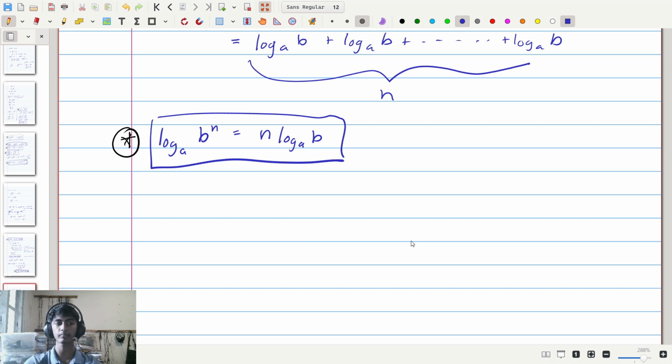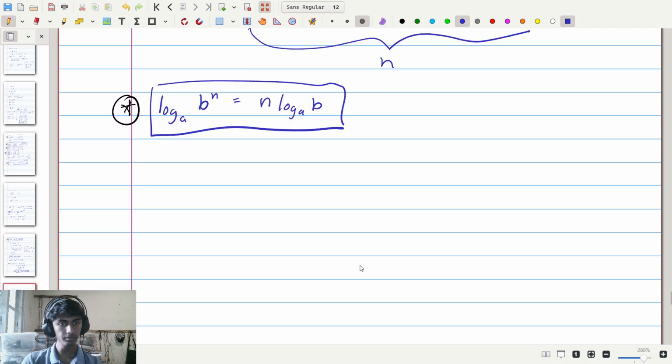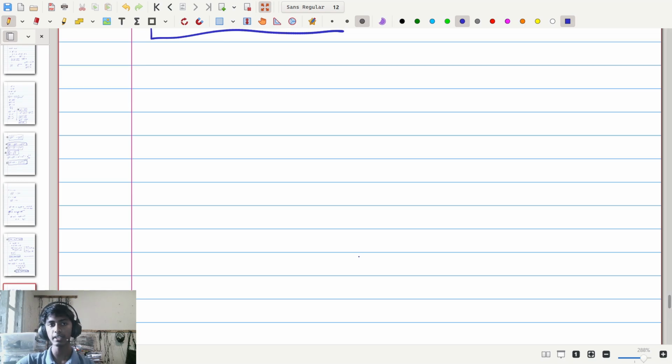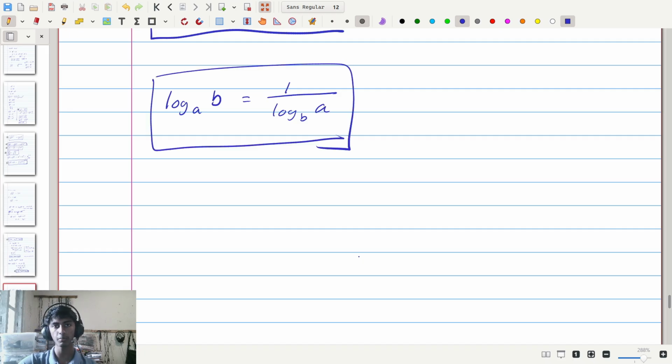For now, we have a couple more log rules which we need to discuss, one of which is that, considering log base a of b and log base b of a, log base a of b is equal to 1 over log base b of a. This is also another one. I'm going to put a box around it and put a star. Let's quickly prove this one.